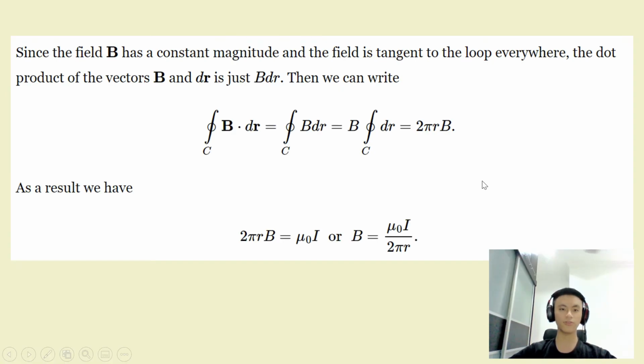Since the field B has a constant magnitude and the field is tangent to the loop everywhere, the dot product of the vectors B and dr is just B times dr. Then we can write it as shown below. As a result, we have 2 pi r B equals mu naught I, or B equals mu naught I divided by 2 pi r. So that's all for me.